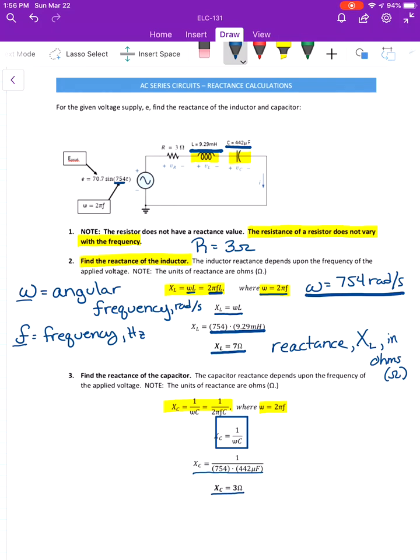And that's how we find reactance for each of our components. For the resistor, it doesn't vary with frequency, so we just leave that alone. For the inductor, we are multiplying the frequency by the inductor value. And for the reactance of the capacitor, we're multiplying the frequency times the capacitor value, but then we have to invert at the end. And we will talk about that more later.